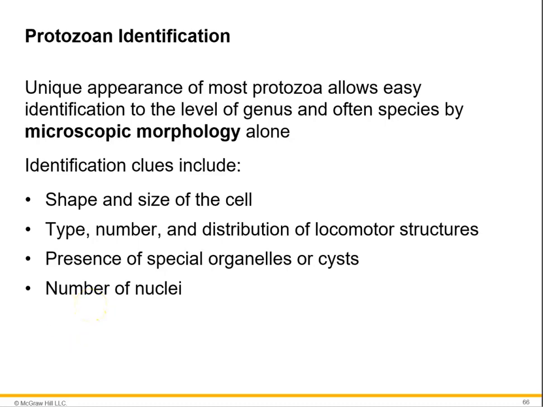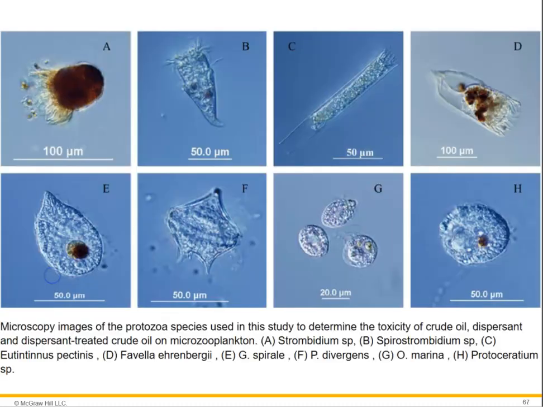Identifying protozoa. So they have a pretty unique appearance. So that allows for easy identification just based on their microscopic appearance alone. Here's one example. You can see all of these species are protozoa, and you can see how varied they are in their structures.